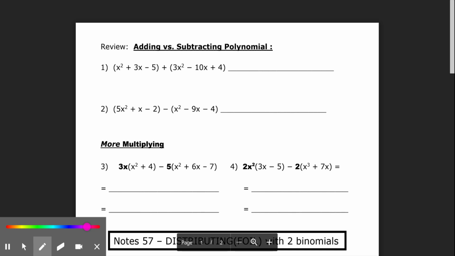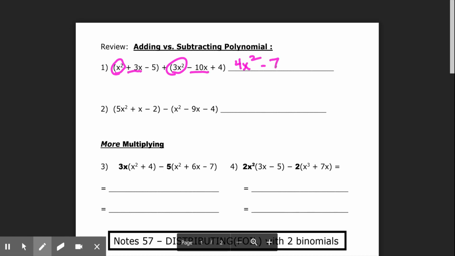Today we're going to review adding versus subtracting polynomials. So on this one, you are adding, so you wouldn't even have to use the parentheses, actually. You're just going to go through and combine like terms. Based on the highest exponent, we have 1x squared plus 3x squared gives you 4x squared. Then we have a positive 3x minus 10x is minus 7x. Then we have negative 5 plus 4 is negative 1.